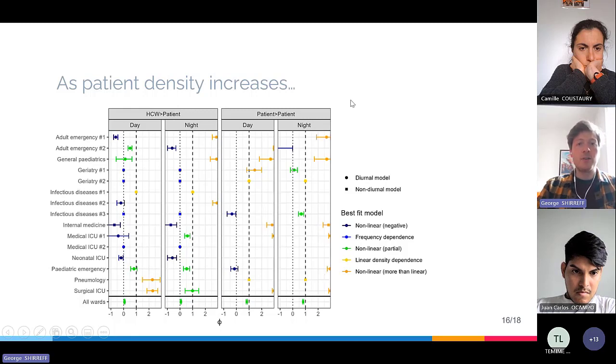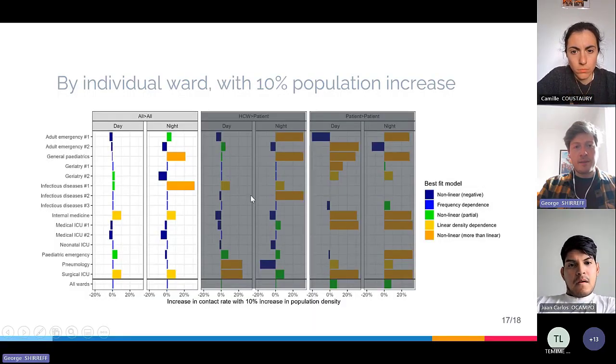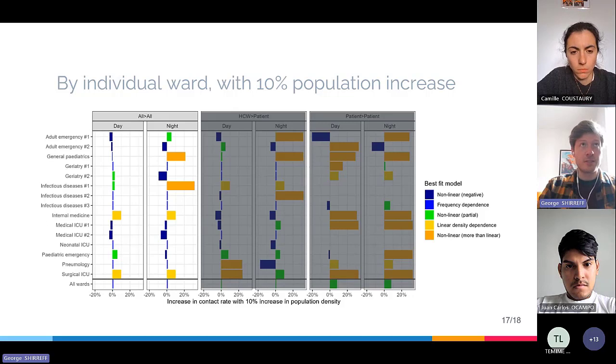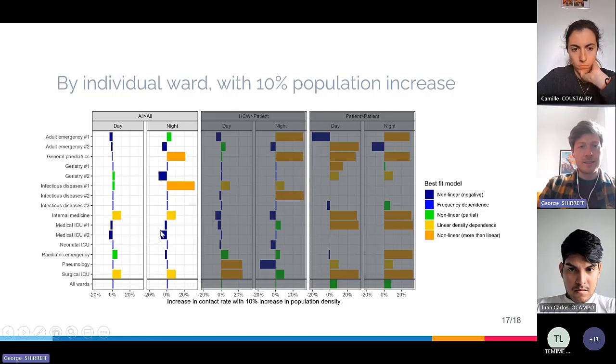And then if we look at patient contact with patients, we see a lot of instances where you have very high density dependence up here in these orange points. And what we've then also done is to simulate what happens if you have a 10% increase in population size or in population density. What do you see happening to your overall contact rate, and therefore potentially your risk of contact-based infections? And we can see that with all types of interactions, you don't see much change. A little bit more in the daytime. But when we look at the nighttime, we start to see a few more instances where you see greater density dependence and therefore greater increase in risk with a 10% population increase.